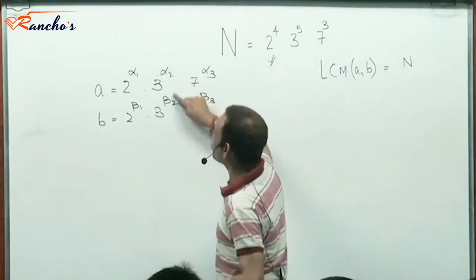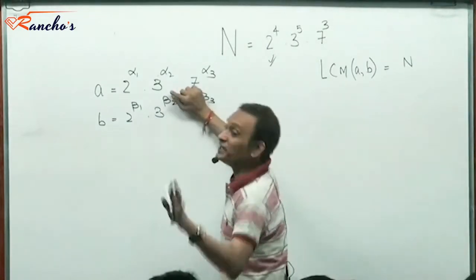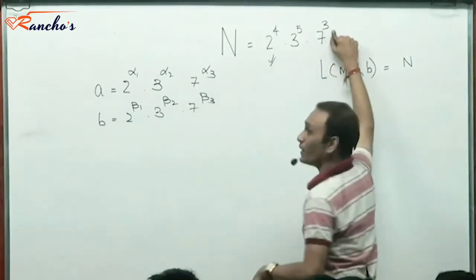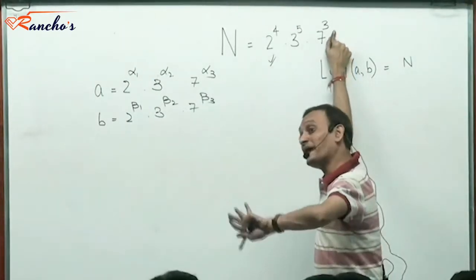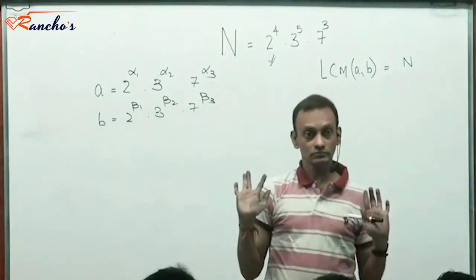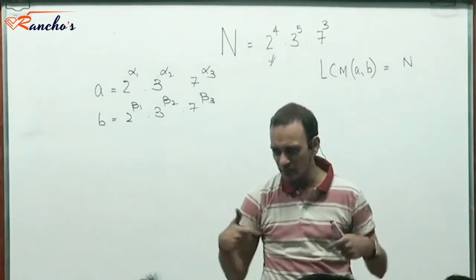Between alpha 2 and beta 2, one of them must be 5. The other one could be anywhere from 0 to 5. Between alpha 3 and beta 3, one must be 3. The other one can be anywhere from 0 to 3. Yes or no? Are you all right with this? I'll repeat.